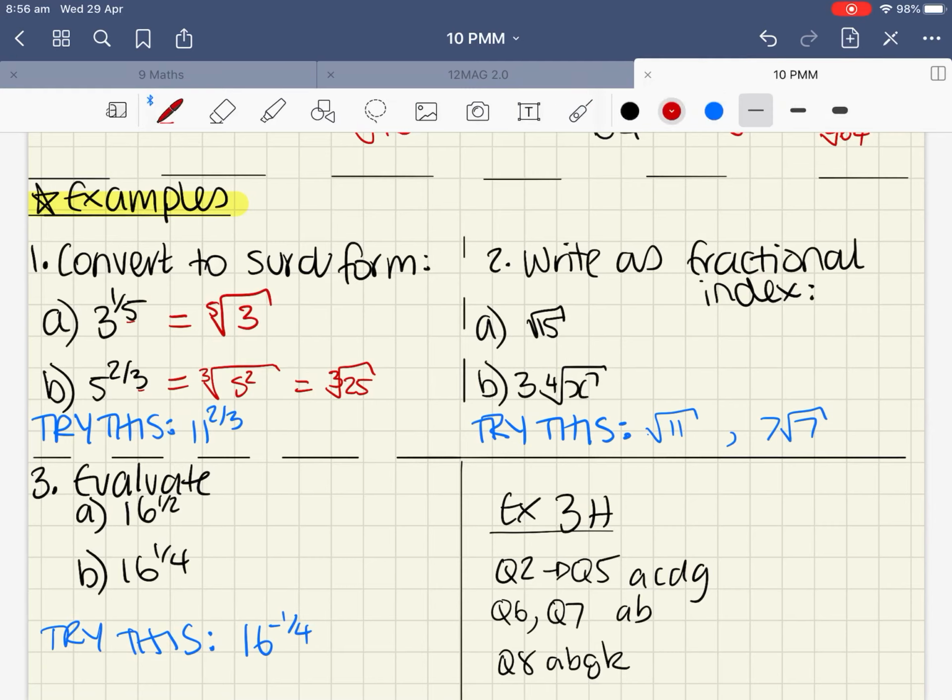Number 2, you might also be asked to write a surd as a fractional index. So let's get cracking on that. That's just going to be 15 to the power of 1/2, because remember that's 15 to the power of 1, and if we don't have anything written in that surd, it means it's the square root.